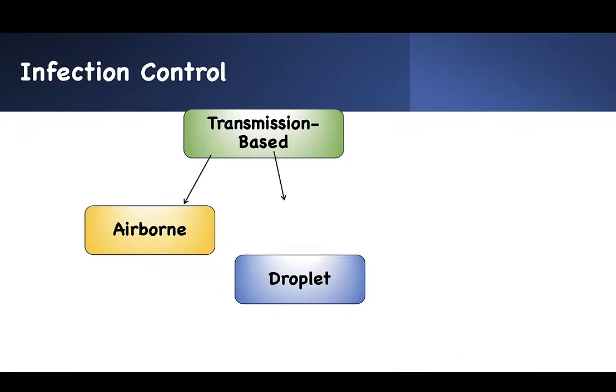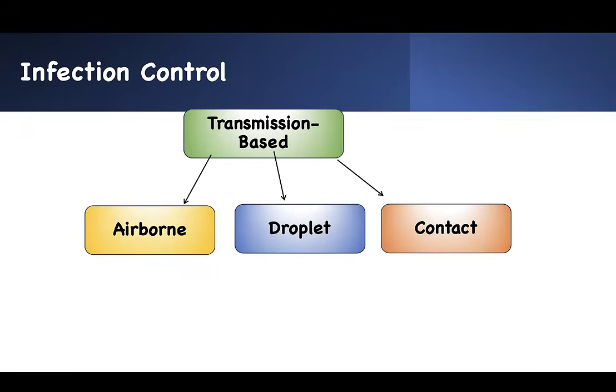What are the constituents of transmission-based precaution? We have airborne precaution, we have droplet precaution, and we have contact precaution. Why do you have 3 names? It's because of the way the organism is transferred from one place to another and the size of the organism. Contact, you've got to be closer. Droplet, you've got to be within a certain distance because the organism has to go into there. And the airborne, it does not matter how far you are from the patient, it can get to you. These are the 3 transmission-based precautions the NCLEX or nursing school is going to ask you.